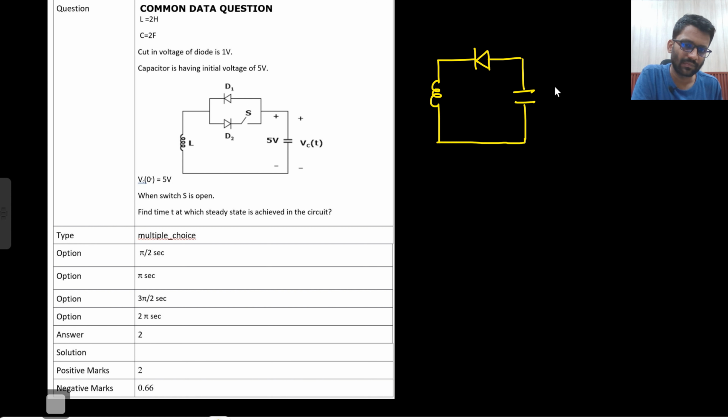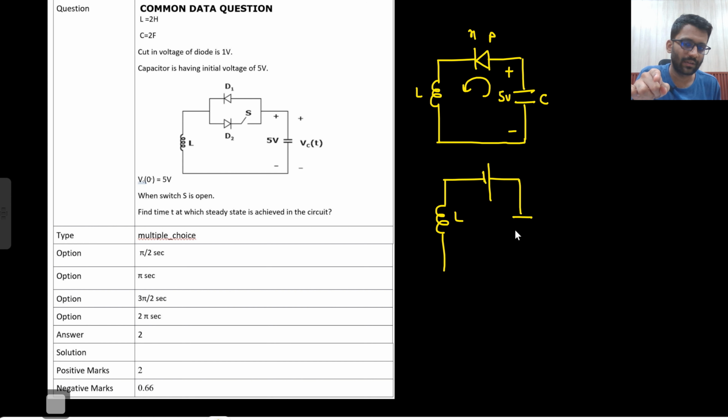There is a high chance that this diode will turn on because this 5 volt will deliver the current in this direction. And if it is delivering the current in this direction, that means the current is flowing from P to N in the diode. So diode will turn on. If diode is turning on, then diode can be replaced with a simple battery, with the cut-in voltage of 1 volt. It is given that the cut-in voltage of diode is 1 volt.